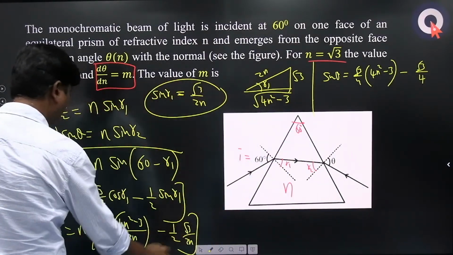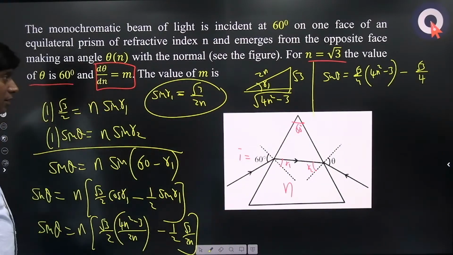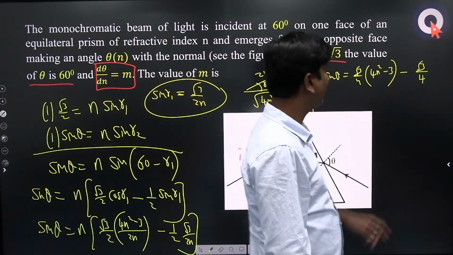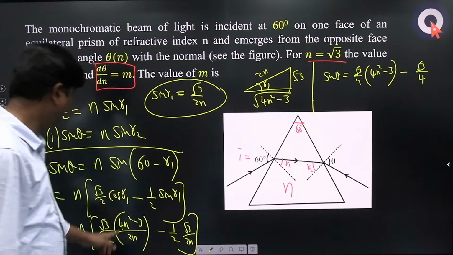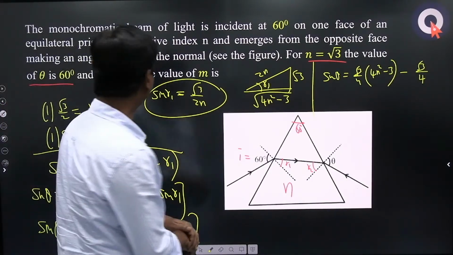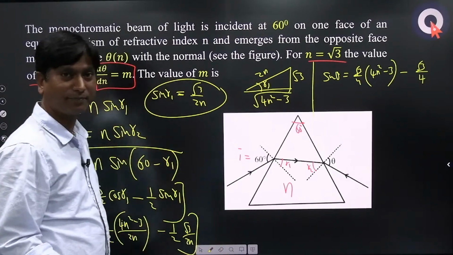So root 3 by 4, n is getting cancelled anyway, right? So this is the value of sin theta, which is a function of n only. n is coming here, but this n is cancelled with this. Now what will we do?